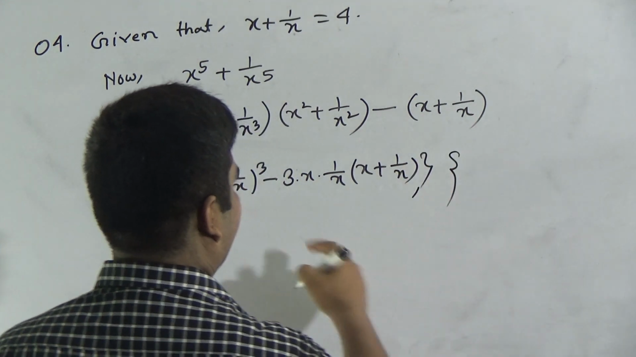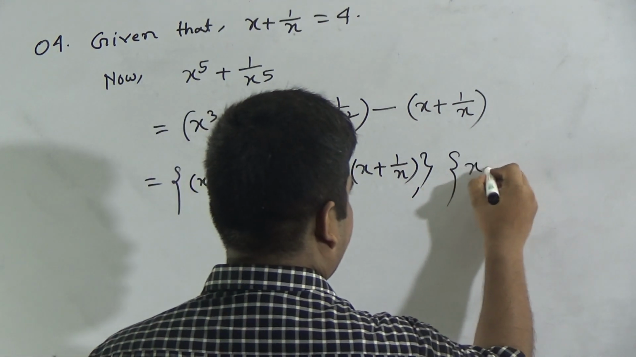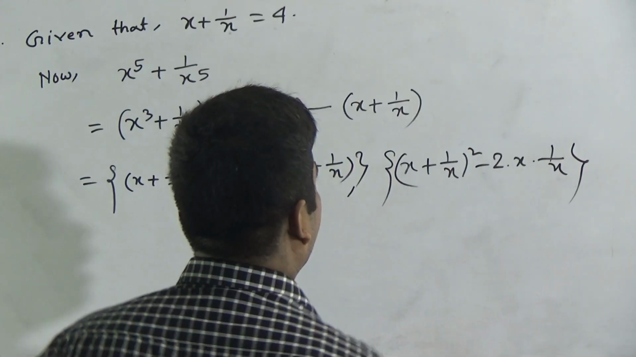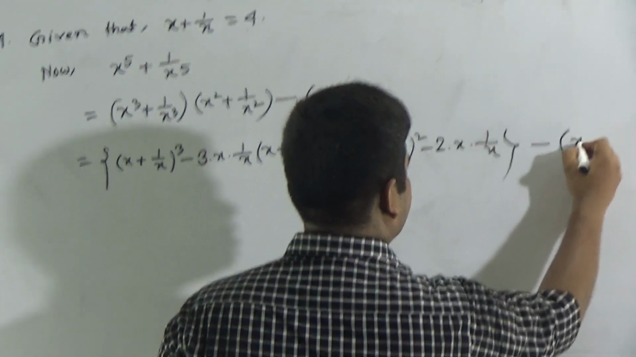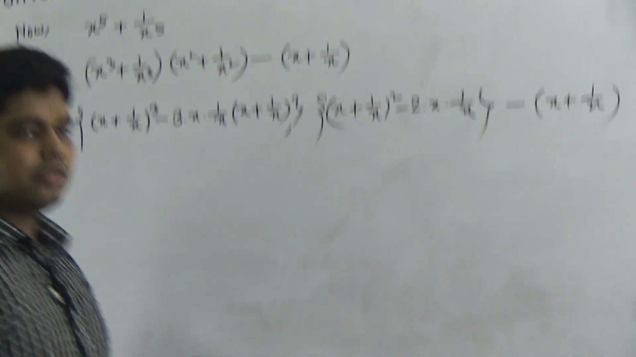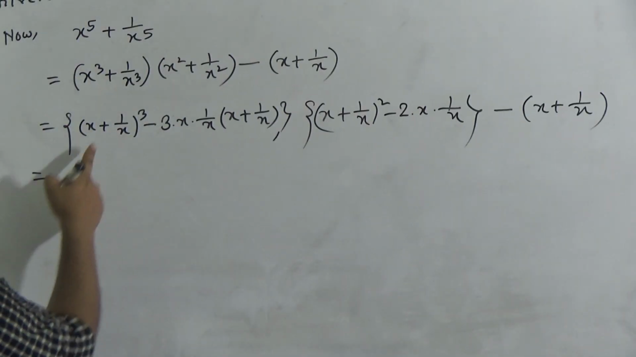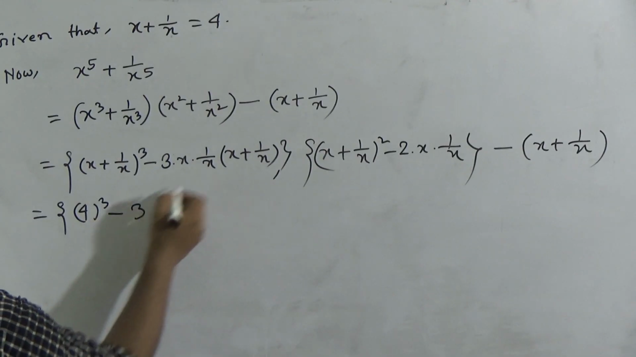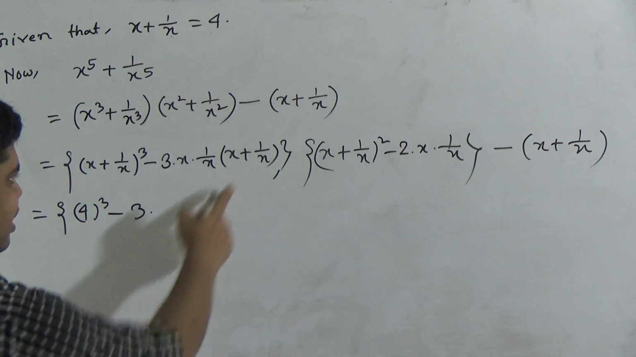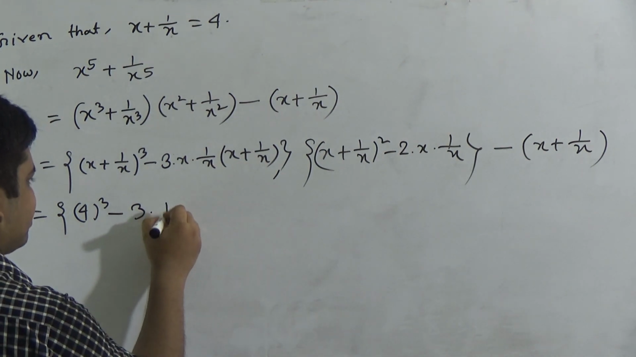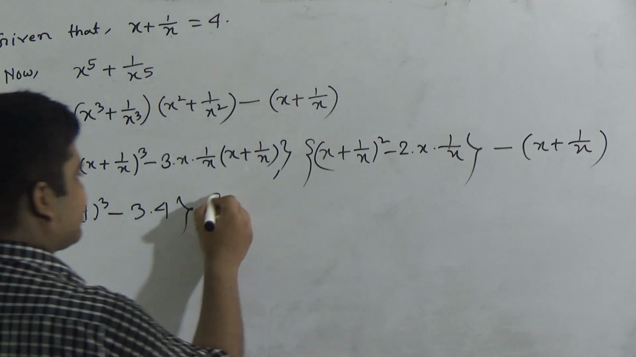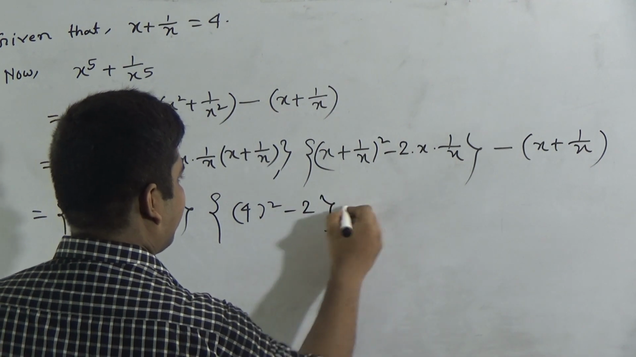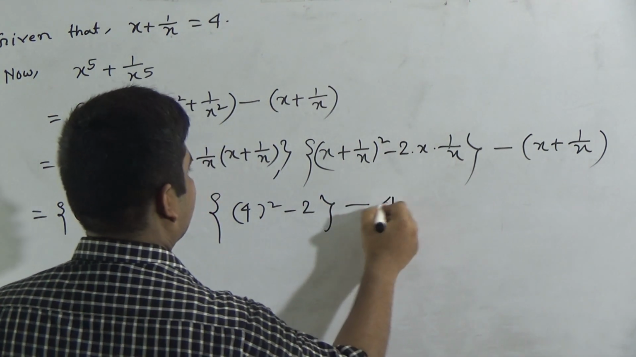After that we use the formula of a square plus b square, and it will be x plus 1 by x whole square minus 2 into x into 1 by x, and this one is given, that means x plus 1 by x. Now we put the value. What is the value? The value is x plus 1 by x equal to 4. So now 4 cube minus 3, these x are cut and 3 is left, and the value of x plus 1 by x equal to 4. So this one is done. Next, this one is 4 square, x cut, left 2, minus the value of this expression, which is 4.